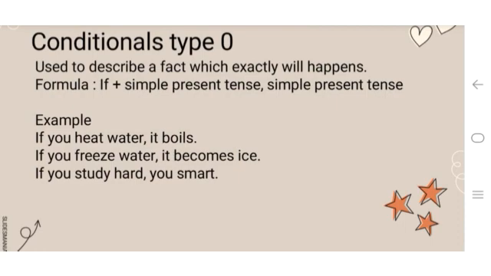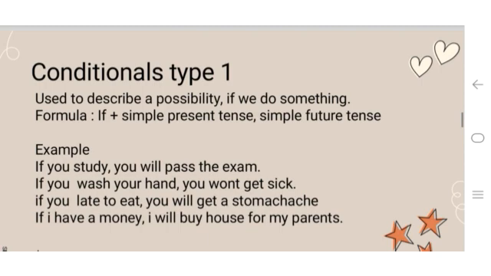So as you can see here, this is a fact and exactly will happen: if you heat water, it boils. So this is what we call conditional type 0. The second is conditional type 1. Conditional type 1 is used to describe a possibility if we do something.